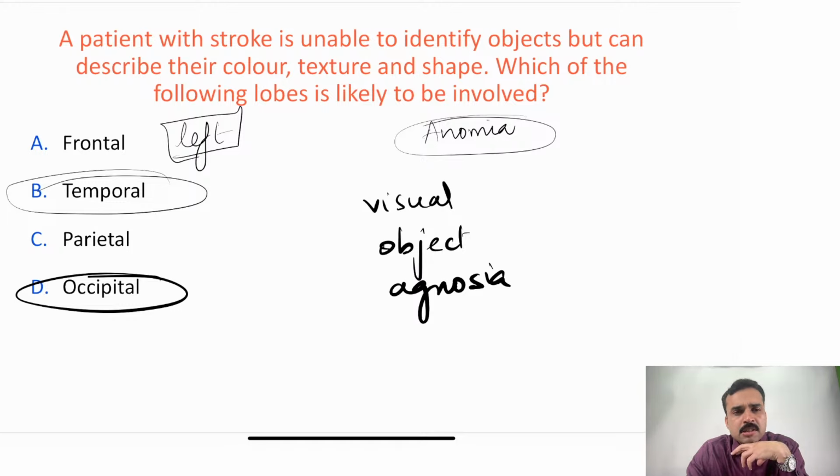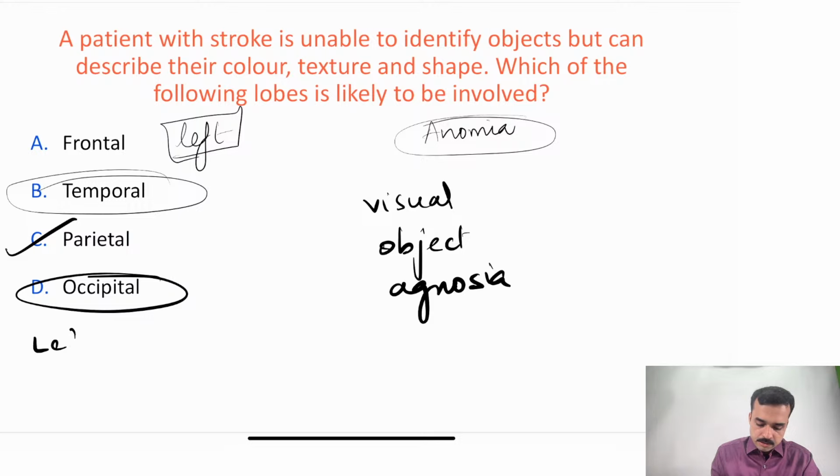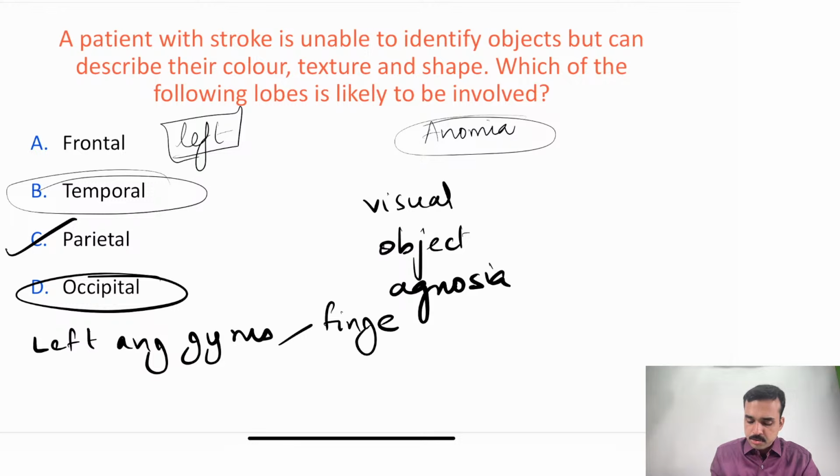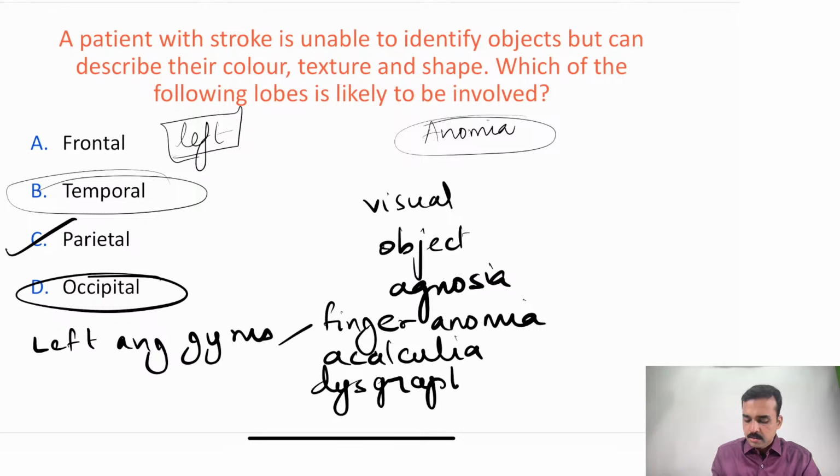Yes, very good. Dr. Vishwanath said parietal again. If it is anomia, parietal again can be correct. In fact, angular gyrus lesions in the dominant hemisphere, the left angular gyrus lesion. What does it lead to? Angular gyrus lesion leads to something called Gerstmann syndrome, part of which is finger anomia, acalculia, dysgraphia or agraphia, and right-left confusion.